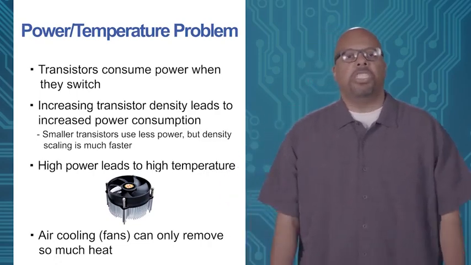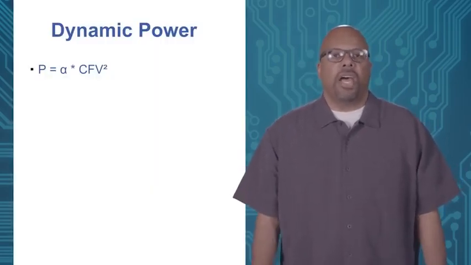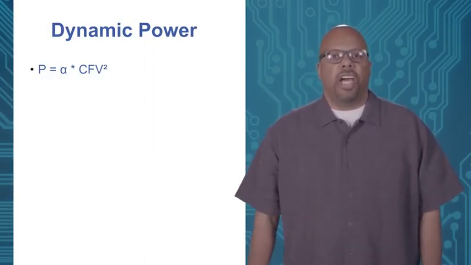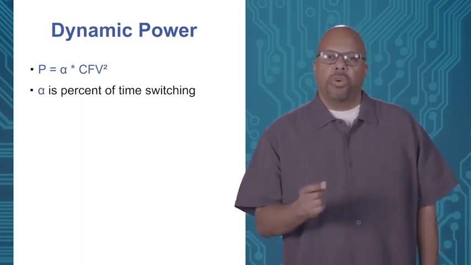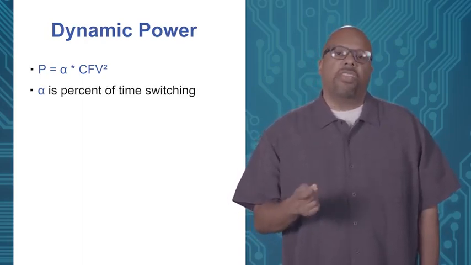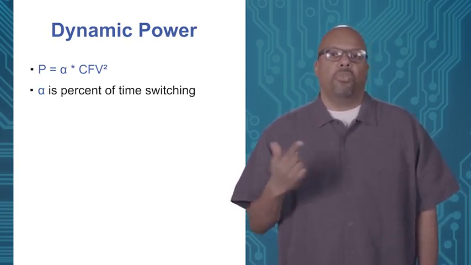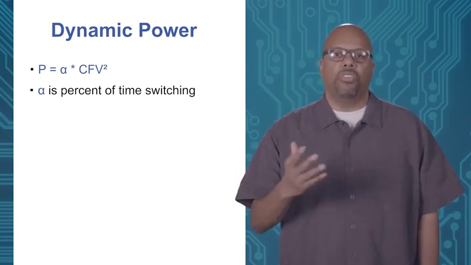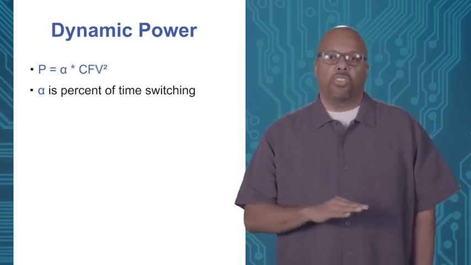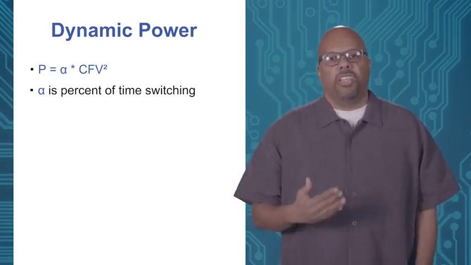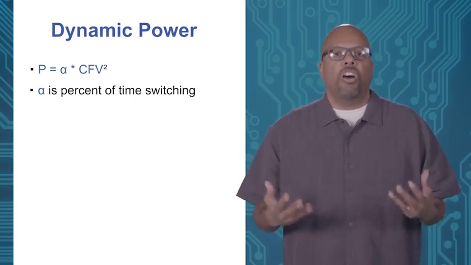So to be a little bit more specific about these limitations that happen due to power use, what I'm showing up here is this generic equation for power. P, power. And there's an alpha. Alpha is a percent of time switching. What that means is that these transistors consume power, or what's called dynamic power, when they switch. So when they go from 0 to 1 or 1 to 0, they consume power. If they're just holding constant, if they're not switching at all, then they don't consume dynamic power. So that alpha is a number from 0 to 1, which indicates how often they're switching.